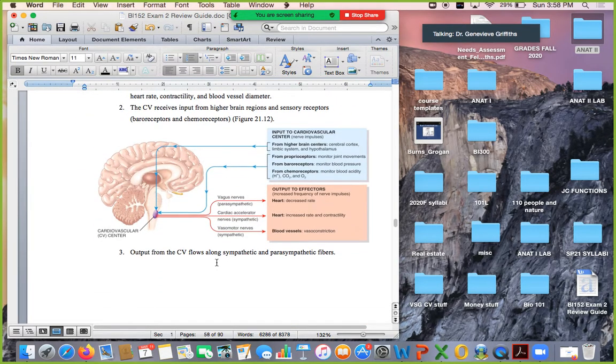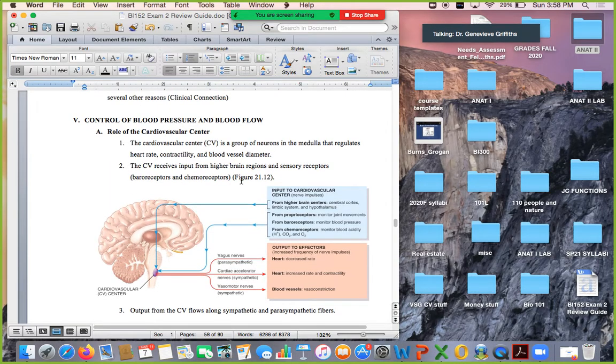All right, so I feel like I mentioned this earlier. I just didn't really realize that it was going to be here. So here's how we're controlling our blood pressure and our blood flow. I mentioned previously the cardiovascular center. The cardiovascular center is going to be receiving input from several regions, including receptors like proprioceptors, baroreceptors, and chemoreceptors. Also from higher brain centers like your cerebral cortex and your limbic system, etc. That's all going to get sent out through the cardiovascular center.